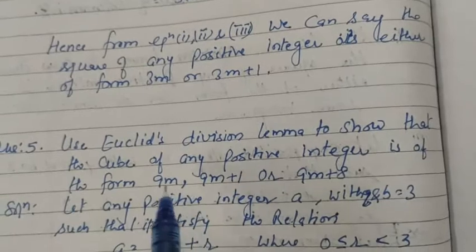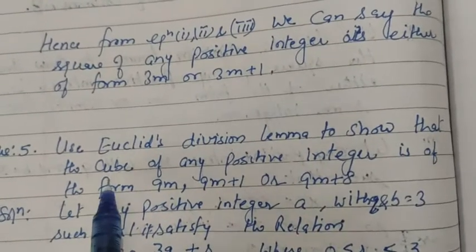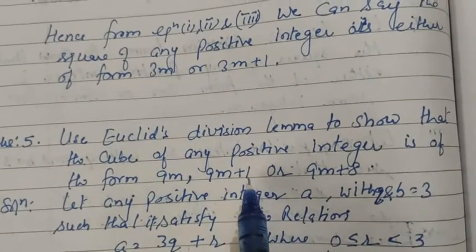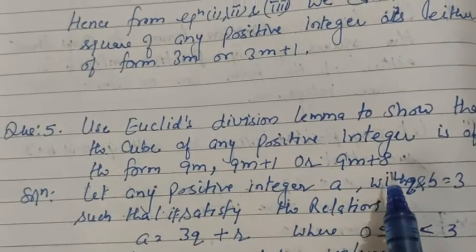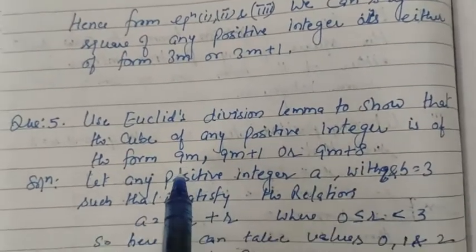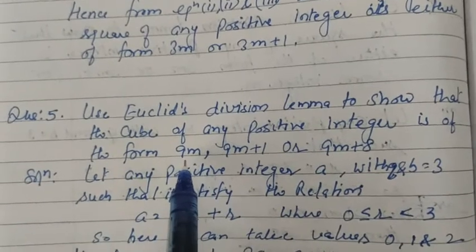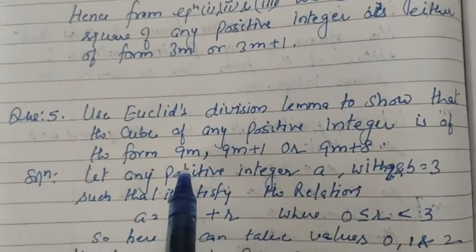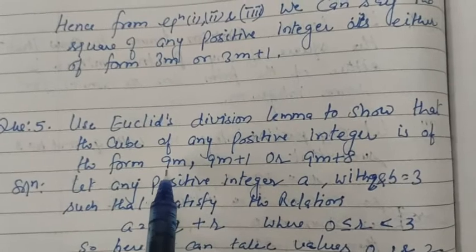So अब हमें क्या करना है, किसी भी पॉजिटिव इंटीजर के क्यूब किस फॉर्म में होगा, 9m और 9m plus 1 और 9m plus 8 की फॉर्म में होगा, ये हमें प्रूव करना है. So we can take here divisor as 3 or 9. If we will take 9, then cube of this number will be a greater value. So we will take divisor as 3.